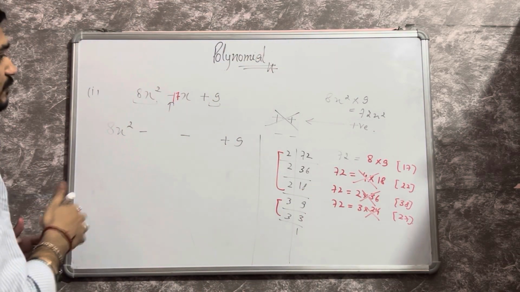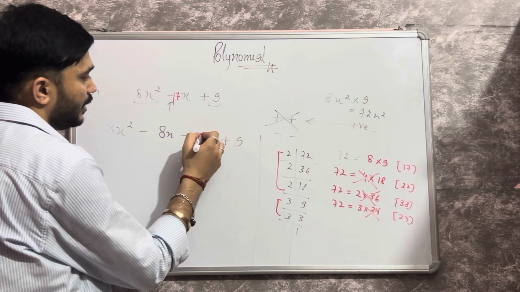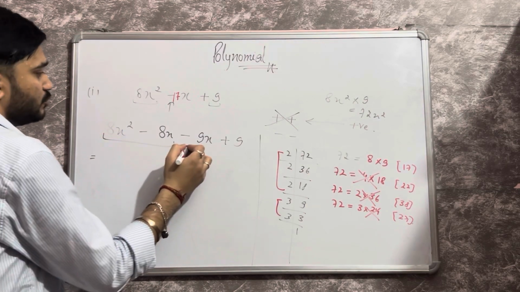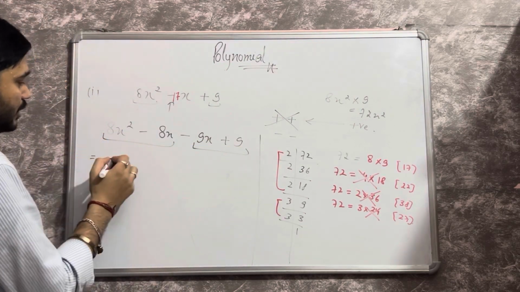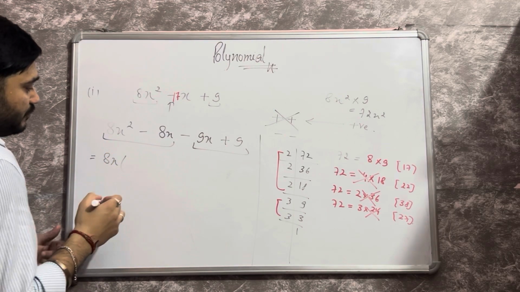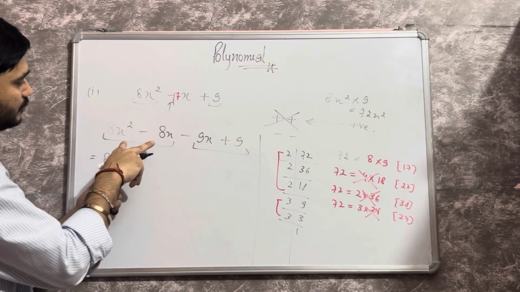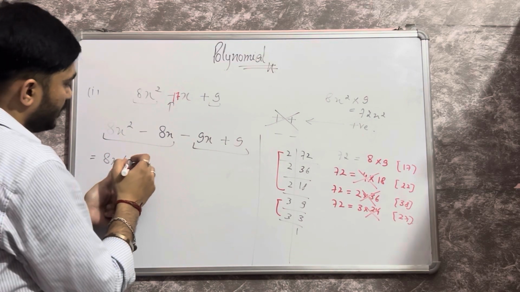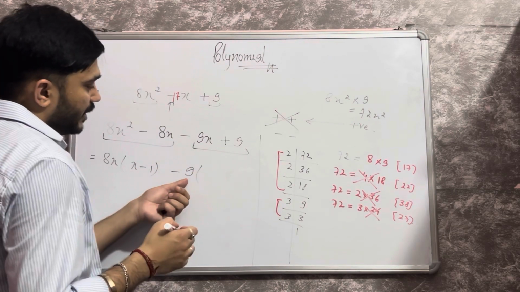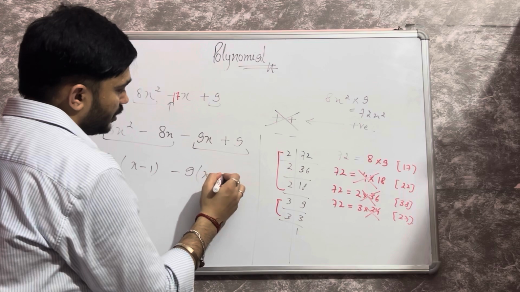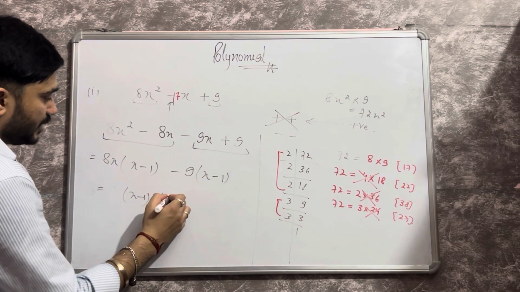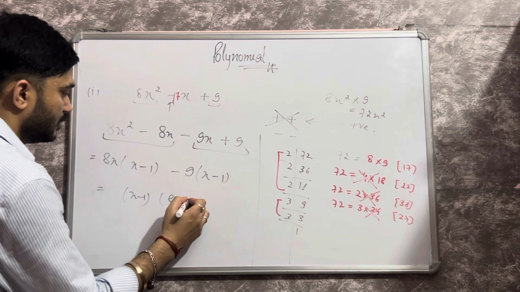So you can write 17x as 8x and 9x. Now pair the first two terms and last two terms, and you get the common numbers between them. From the first two terms you will get 8x as common and are left with x minus 1, and from the second pair you will get minus 9 as common and in the bracket you will get x minus 1. Here write x minus 1 as it is and you are left with 8x minus 9.